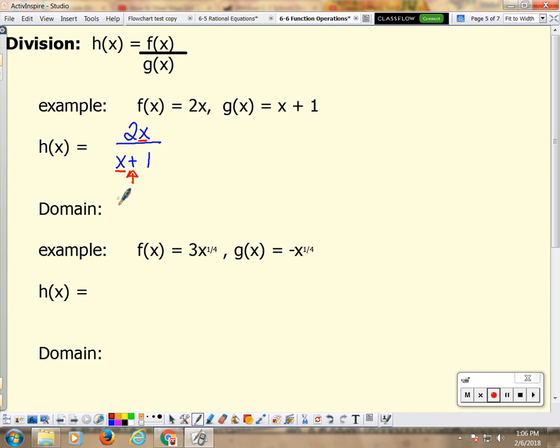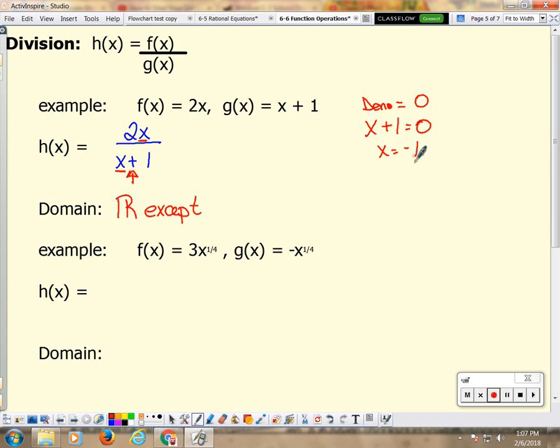My domain now. My domain is all real numbers, but we have an exception. And this exception is whatever number I plug in for x that makes my denominator equal to 0. If you look at that and you don't know, you always take your denominator and set it equal to 0. So that's what I've done down here. x plus 1 equals 0. So if I subtract 1, I end up with x is negative 1.